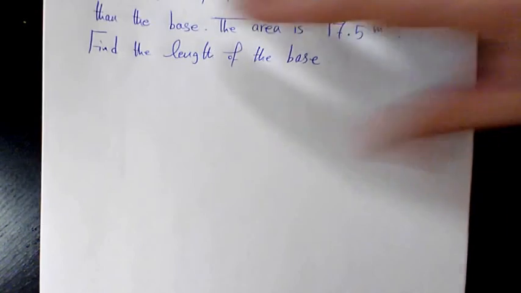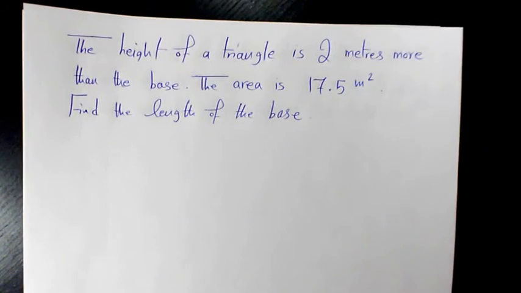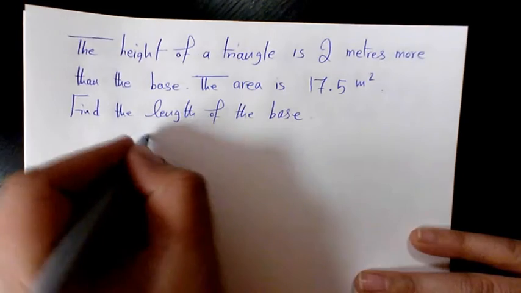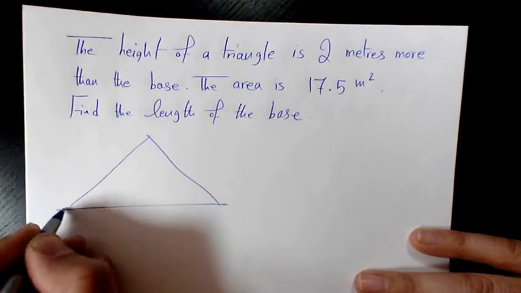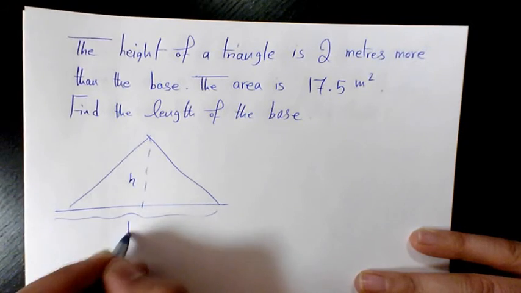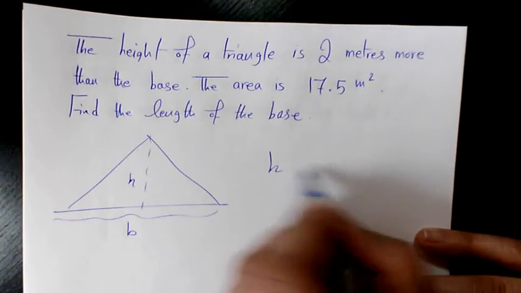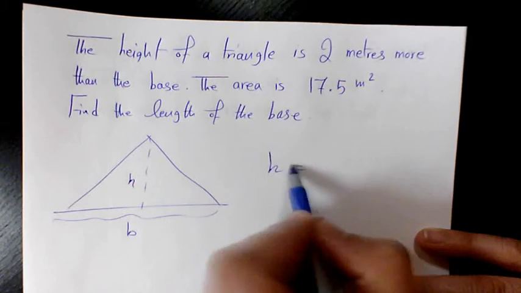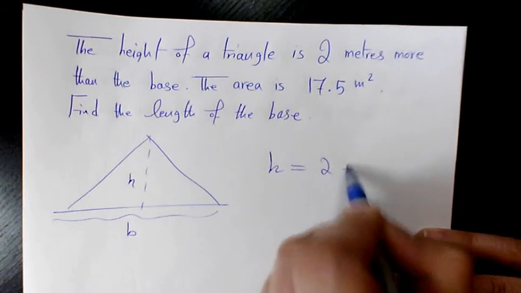Next example. The height of the triangle is 2 meters more than the base. The area is 17.5 meters squared, or square meter. Find the length of the base. Okay. We don't know what kind of triangle we have. We know the height and base relationship. Height of the triangle is equal to 2 meters more than the base.